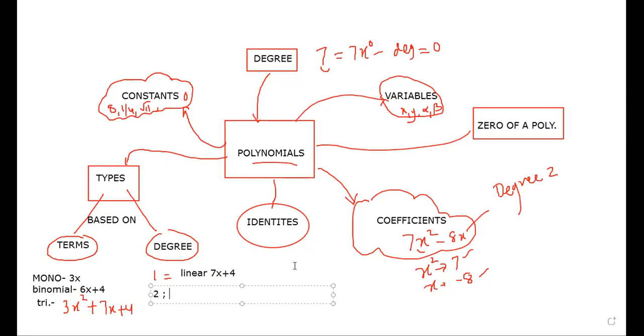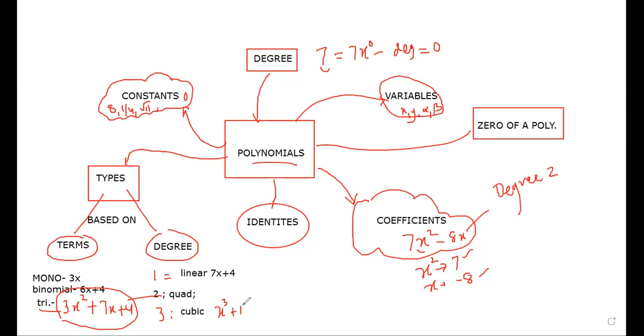Quadratic polynomial. Quadratic means the degree must be 2. Let's take this example only: 3x square plus 7x plus 4. Degree is 2, so that will come under quadratic as well as trinomial. And if the degree is 3, then what is it called? Cubic polynomial. So I'm writing here cubic. Can you give one example? So 3x cube plus 7x plus 4. Or you can say simply x cube plus 10.